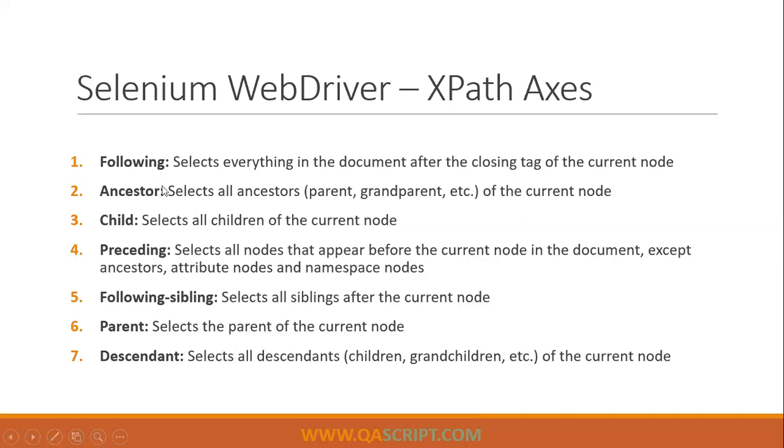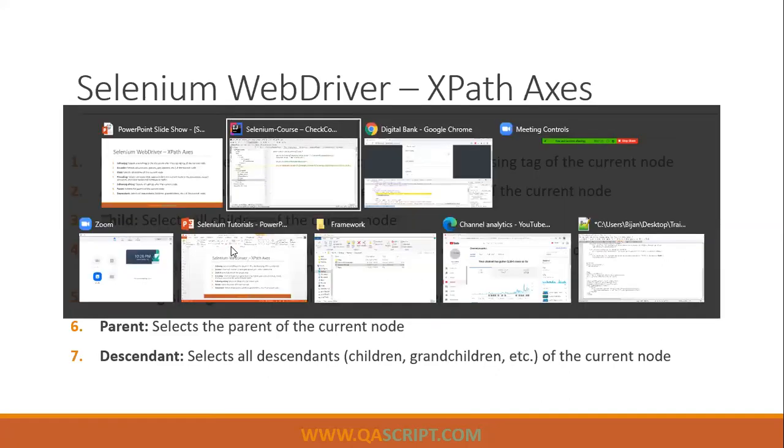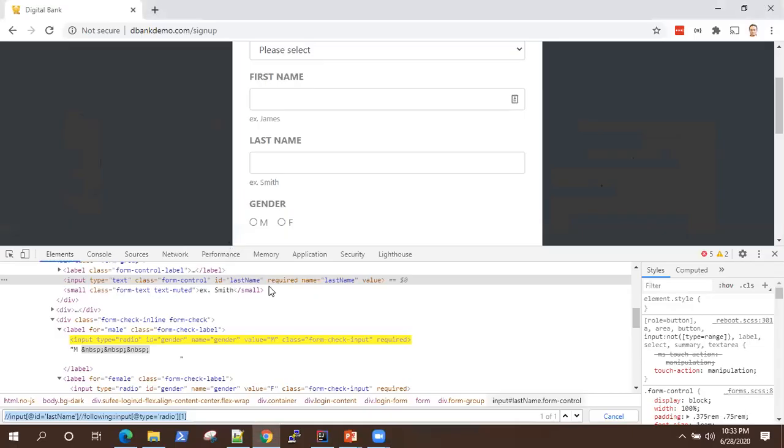So ancestor is something which allows you to select all the ancestors, whether it is a parent element or a grandparent element from the current node, right? So if you can find your current node, you can actually go up, right? So the nodes which are ancestors can be found easily, right? So let's see in our application where we can find this.